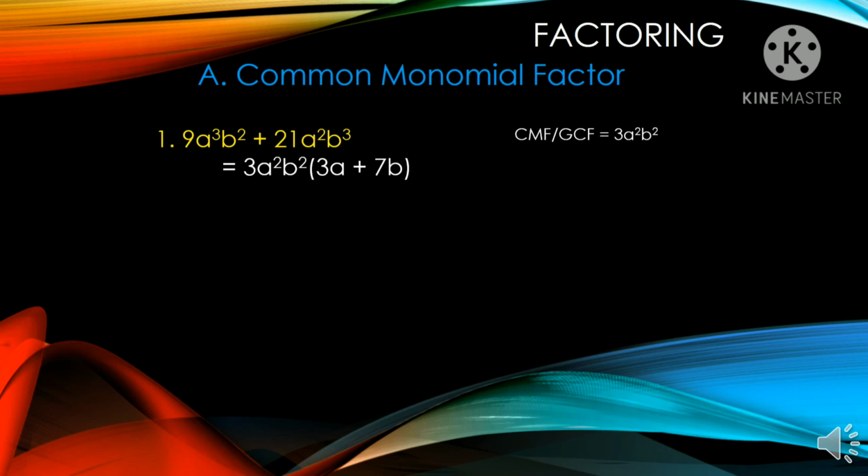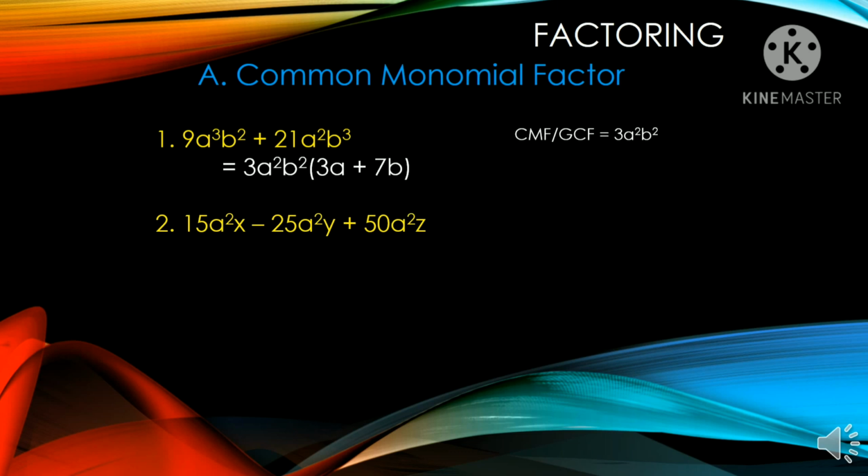We divided each term in the polynomial by our common monomial factor. That is 9a cubed b squared divided by 3a squared b squared. We get 3a. 21a squared b cubed divided by 3a squared b squared, we get 7b. Number 2, 15a squared x minus 25a squared y plus 50a squared z.